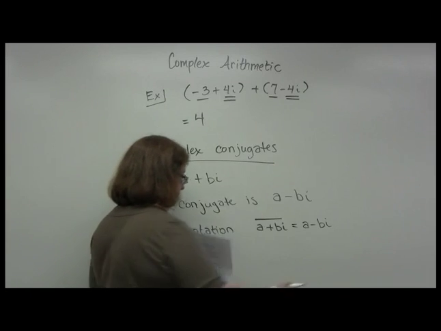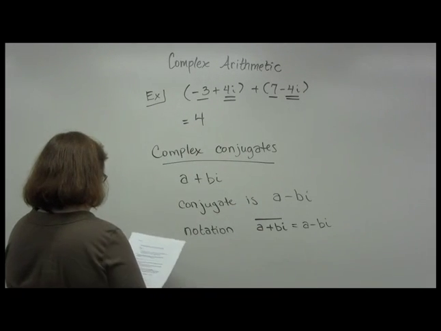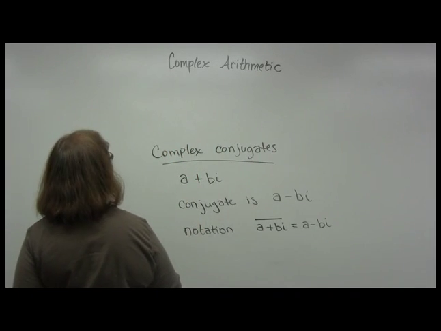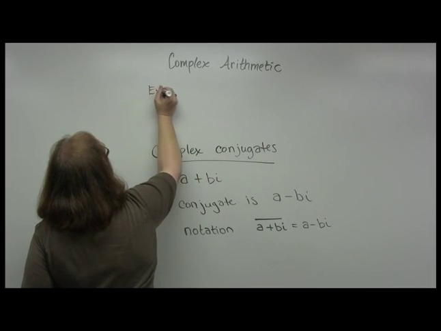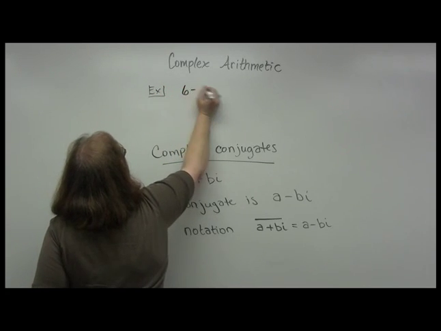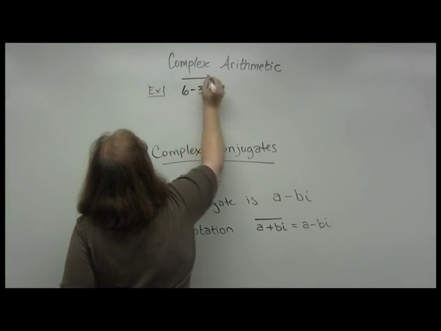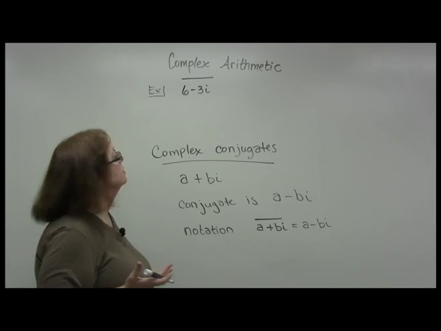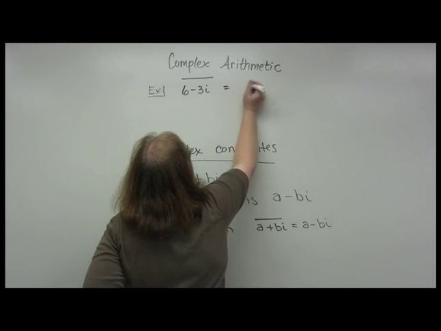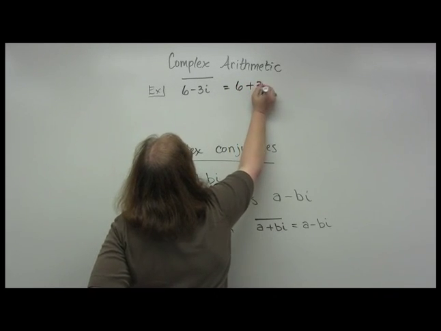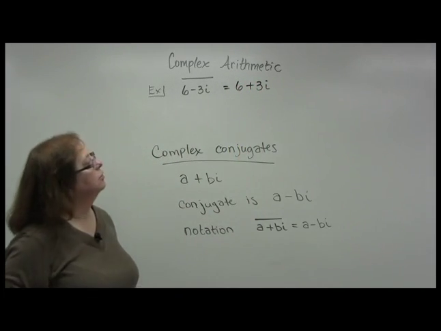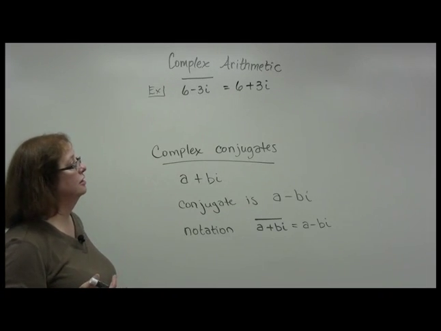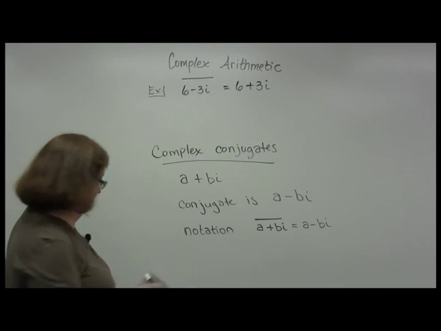For example, if I had 6 minus 3i, and I want to find the conjugate of it, I just change the sign of the imaginary part. So the -3i would become plus 3i. So the conjugate just changes the sign, S-I-G-N, of the imaginary part.